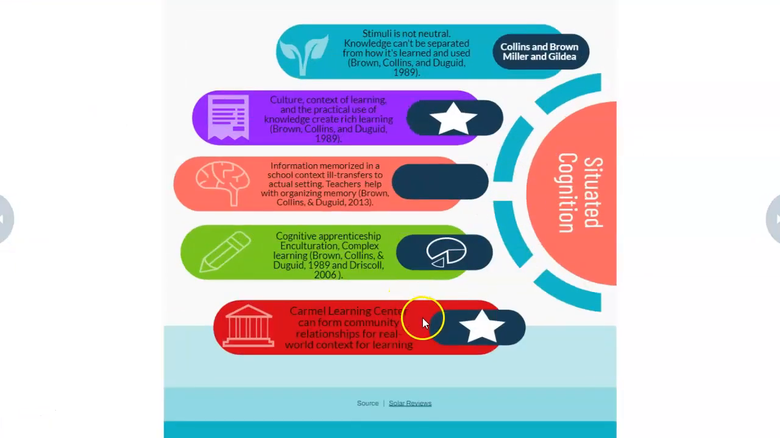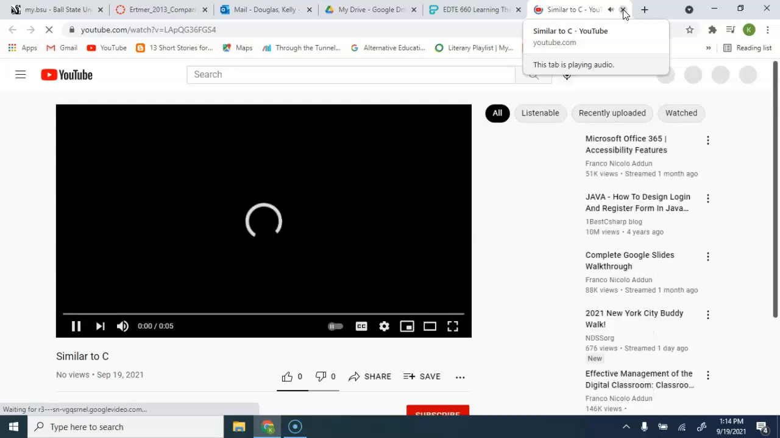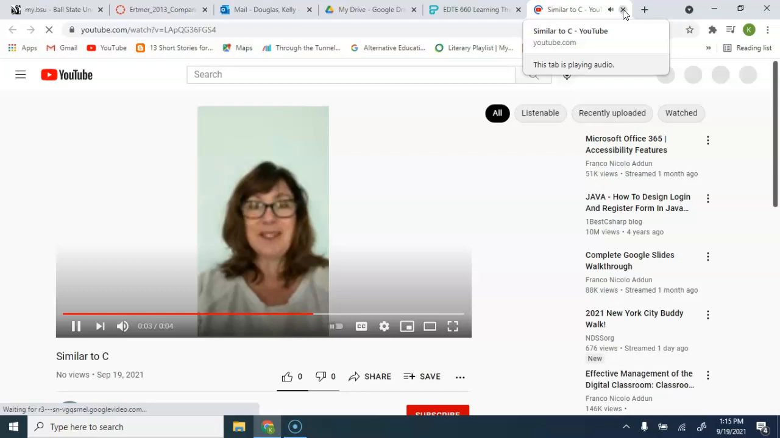Lastly, consistent with situated cognition, the Carmel Learning Center strives to form community relationships for real-world context for learning. Similar to Constructivism.